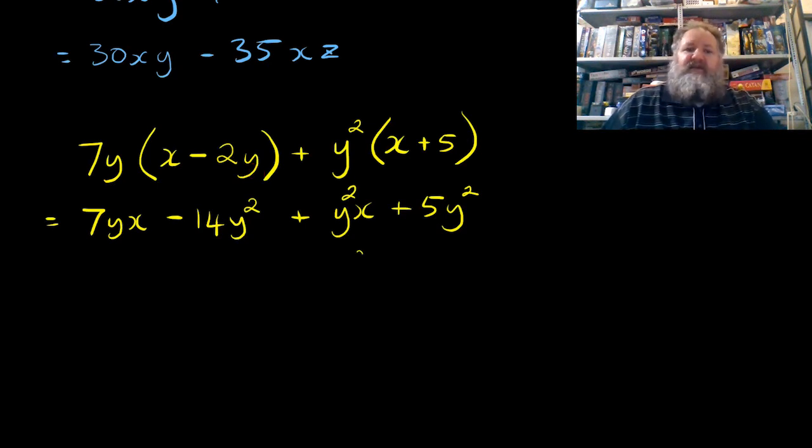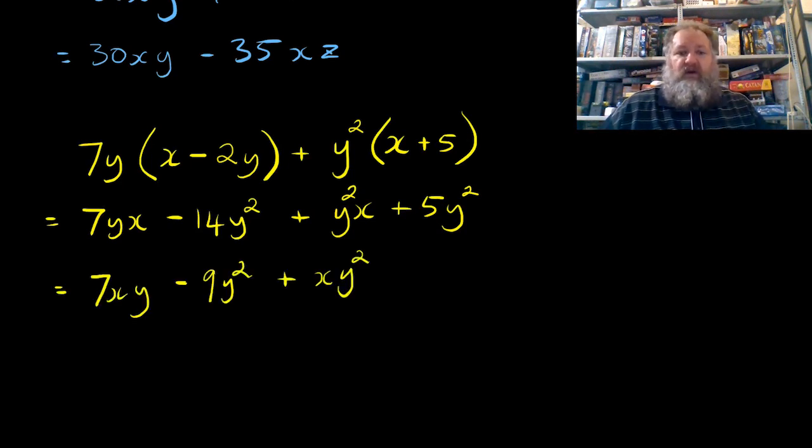Then we have plus, and I've also used the same distributive law to multiply out this other bracket. I then look for like terms, and there are actually like terms here. I've got a negative 14y squared and a positive 5y squared. So I can do that. Negative 14y squared plus 5y squared, I'm going to end up with negative 9y squared. And that would be the end of it.